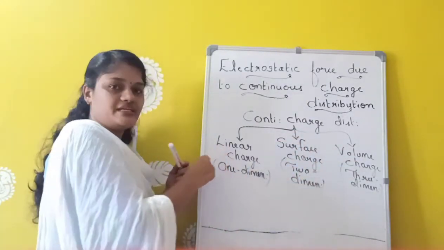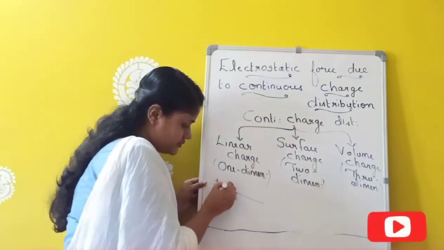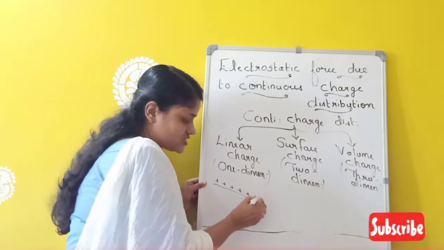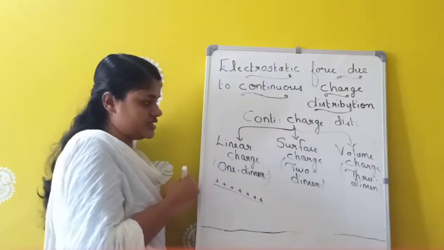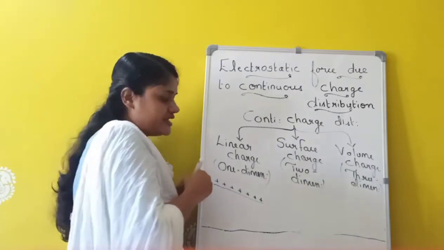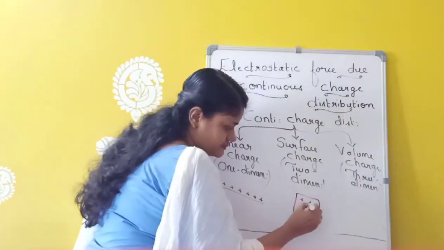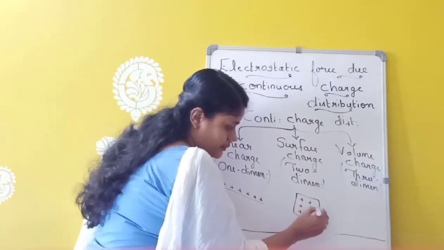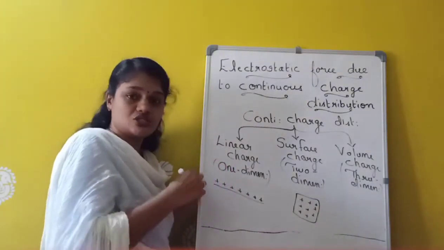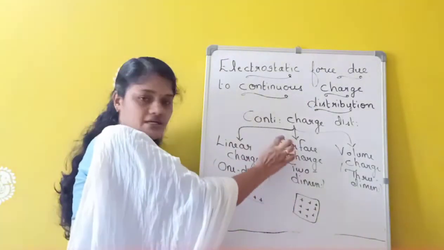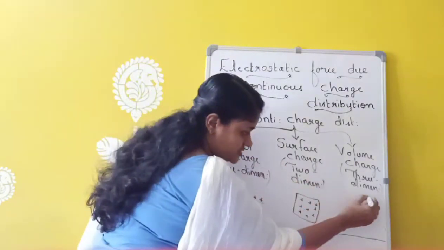For linear charge we can give one example: distribution of charge on a straight conductor can be taken as an example for linear charge distribution. Surface charge distribution we can take as a plane sheet. Distribution of charge on a plane sheet is taken as surface charge distribution. Then volume charge distribution, for example, distribution of charge on a sphere.